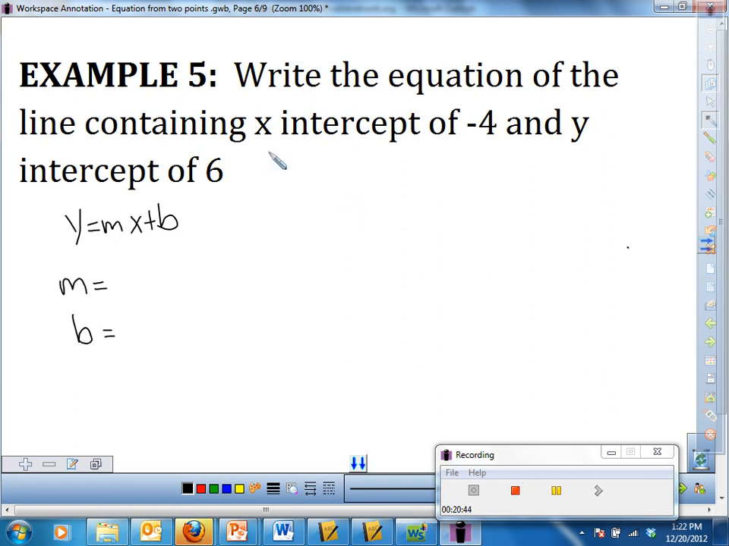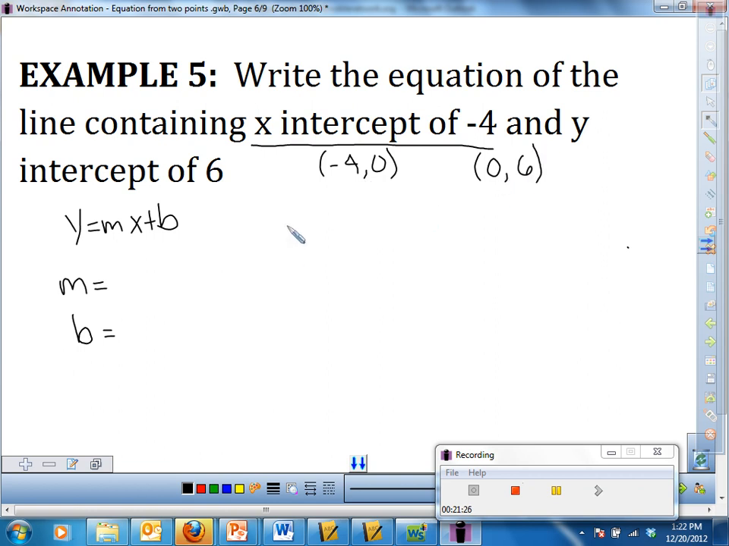Now, I'm not given any points. And this is, again, a time when you need to read critically and ask yourself, what do I know about an x-intercept of -4? Well, at the x-intercept, all values of y are 0. So that point is going to look like -4, 0. -4 is the intercept, and the y value for all x-intercepts is 0. And a y-intercept of 6. Well, I know that at a y-intercept, all x values are 0. So that point is going to be 0, 6.